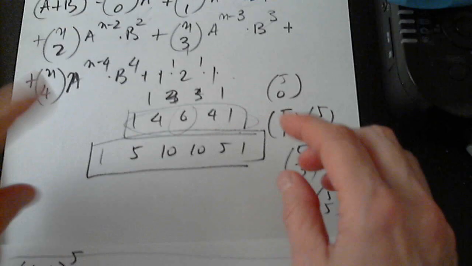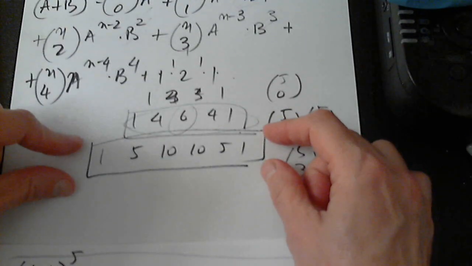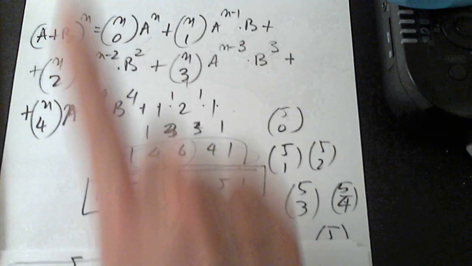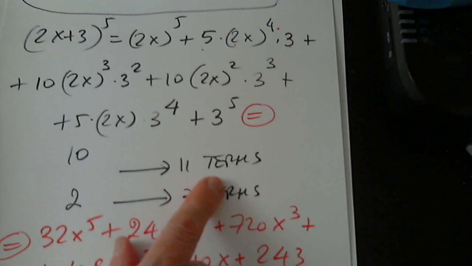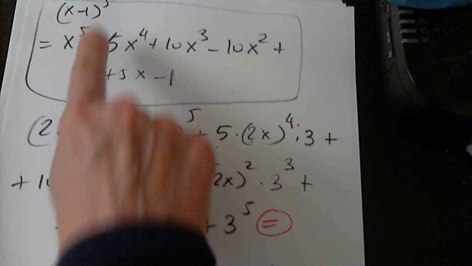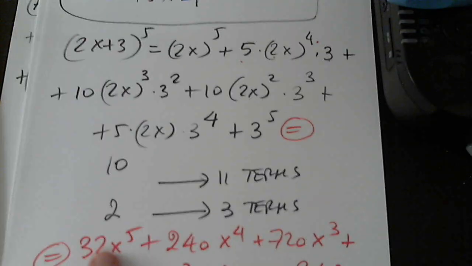So always remember, you have to have one more term than the power. Always. That's why we said a binomial squared is 3 terms. A binomial to the 10th is 11 terms. A binomial to the 5th is 6 terms. Always one more than the power.